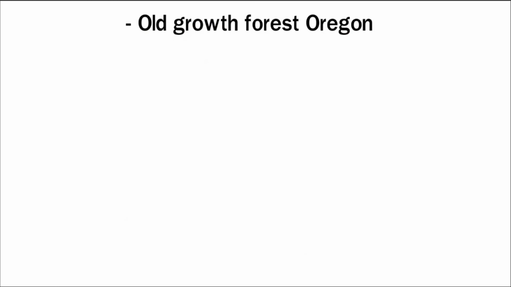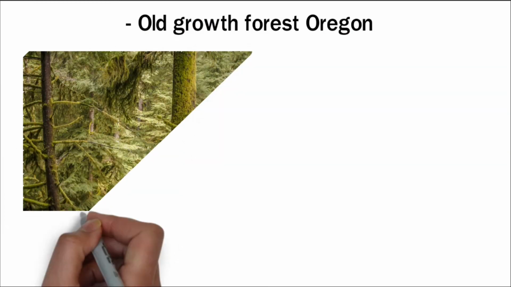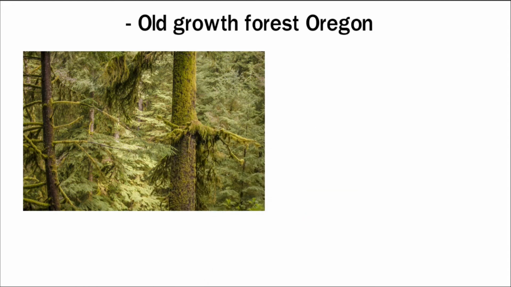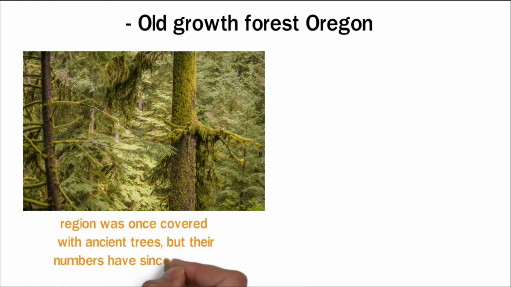Old-growth forest, Oregon. Most of the forested areas in Oregon State are federally managed. This offers protection to the old-growth forests in the area. Oregon has different types of old-growth forests. This region was once covered with ancient trees, but their numbers have since declined.